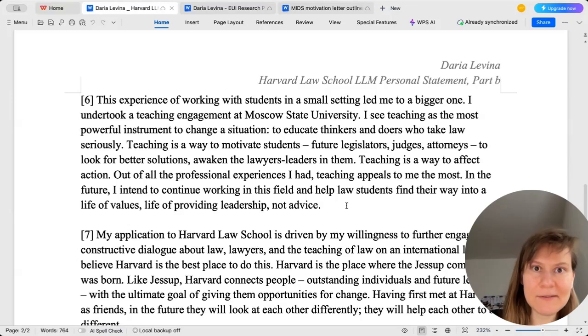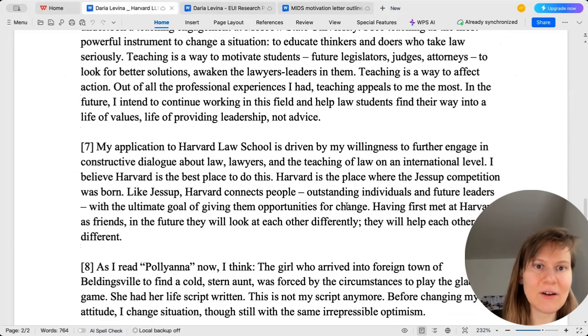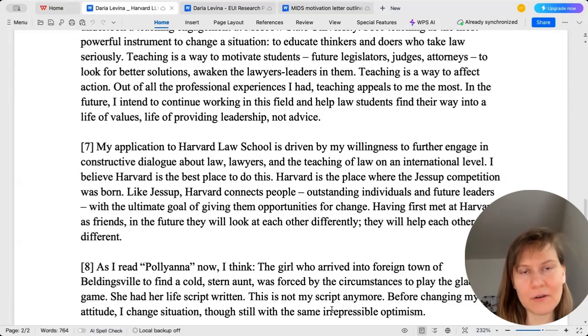Then I have paragraph 7, and that's where I talk about Harvard and my application to Harvard. That's illustrative of another principle of application writing. And it's that if you're applying to a prestigious institution like Harvard or Oxford or Cambridge, or whatever it is that's at the top, usually it is presumed that you're applying there because, well, it's that prestigious institution. When you're applying to Harvard, it's pretty obvious that you're applying because it's Harvard.